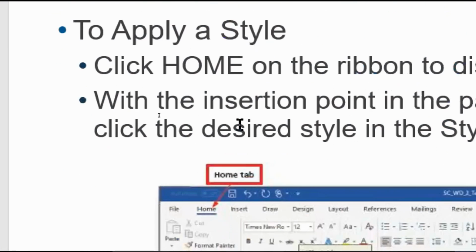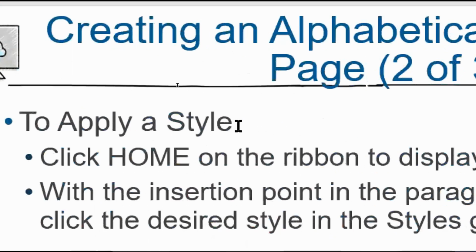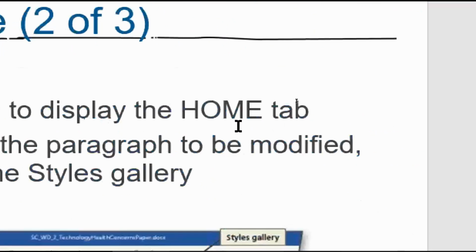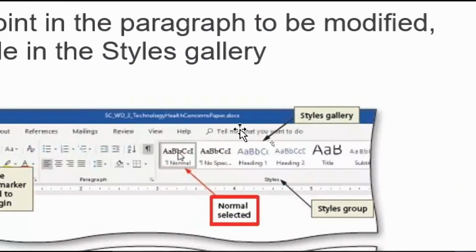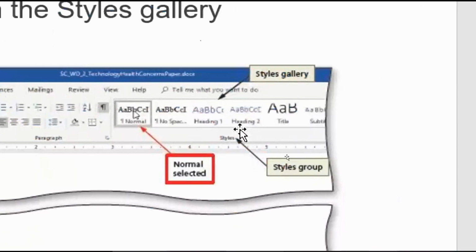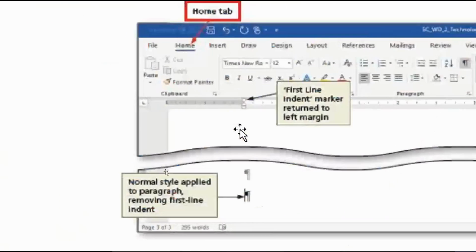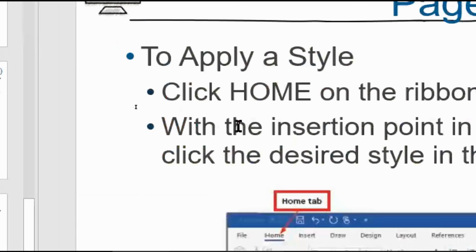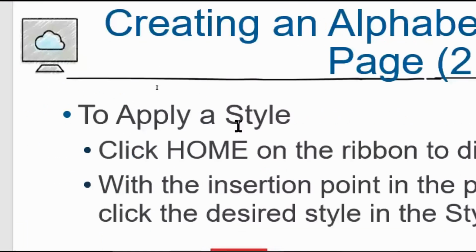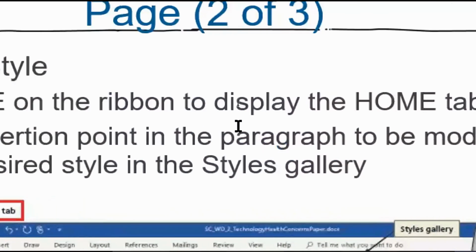Applying styles, we have, wait, what? Applying styles, let's see, click home. Okay, yeah, I was a little confused for a second. I was like, why is it doing this again? Yeah, you can just select from these, no problem. I don't know why it's covering this again. The insertion point in a paragraph should be modified. Yeah, when you change those, it's going to change the whole paragraph. I guess that's what it's just trying to explain.